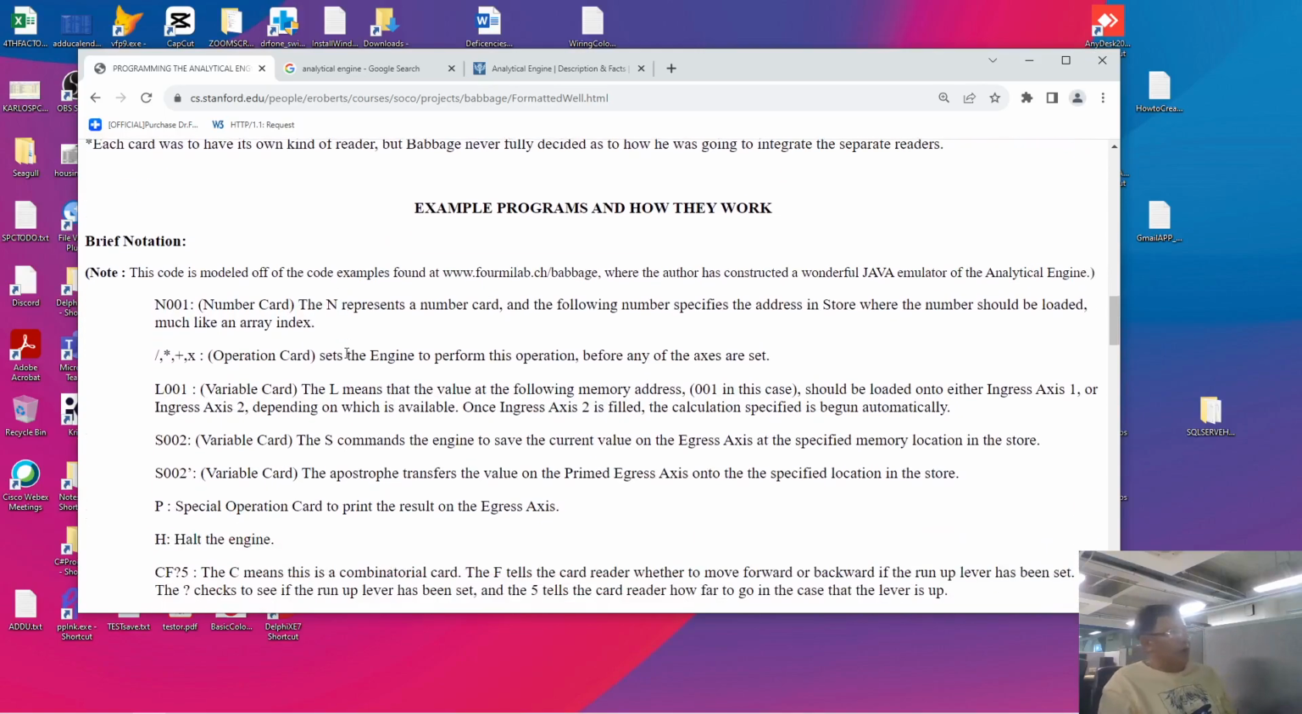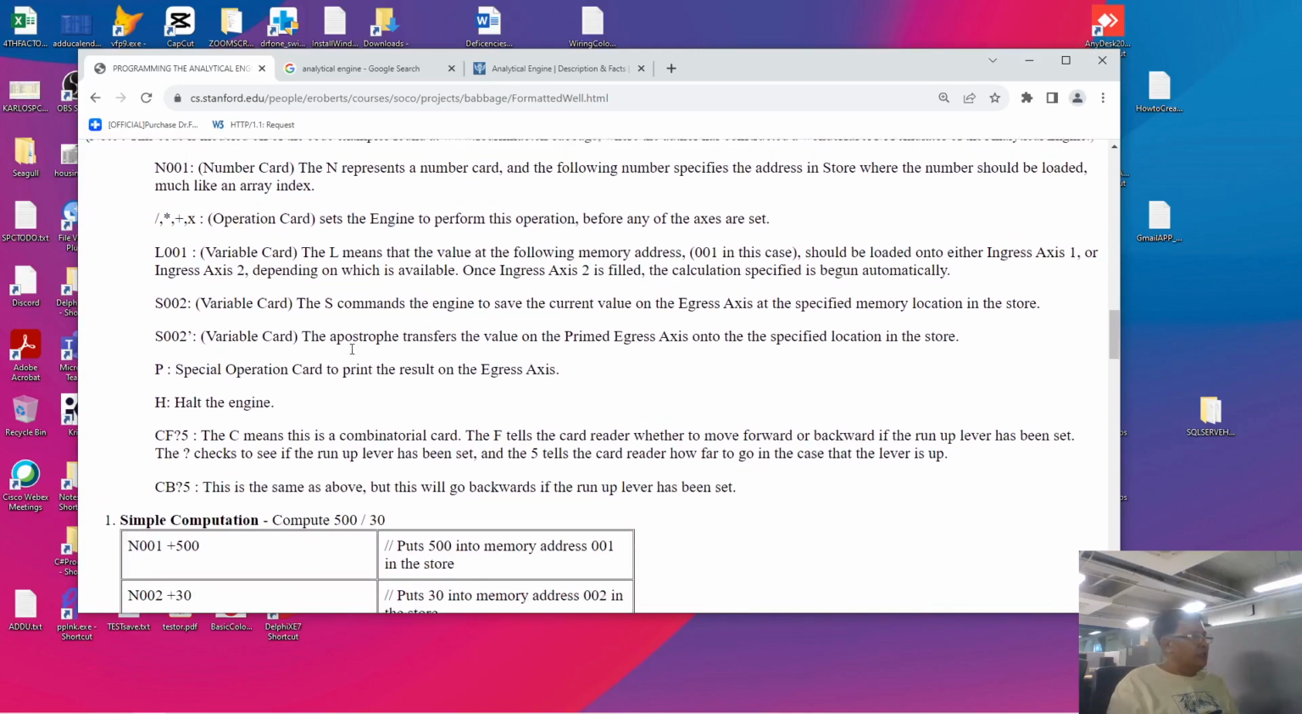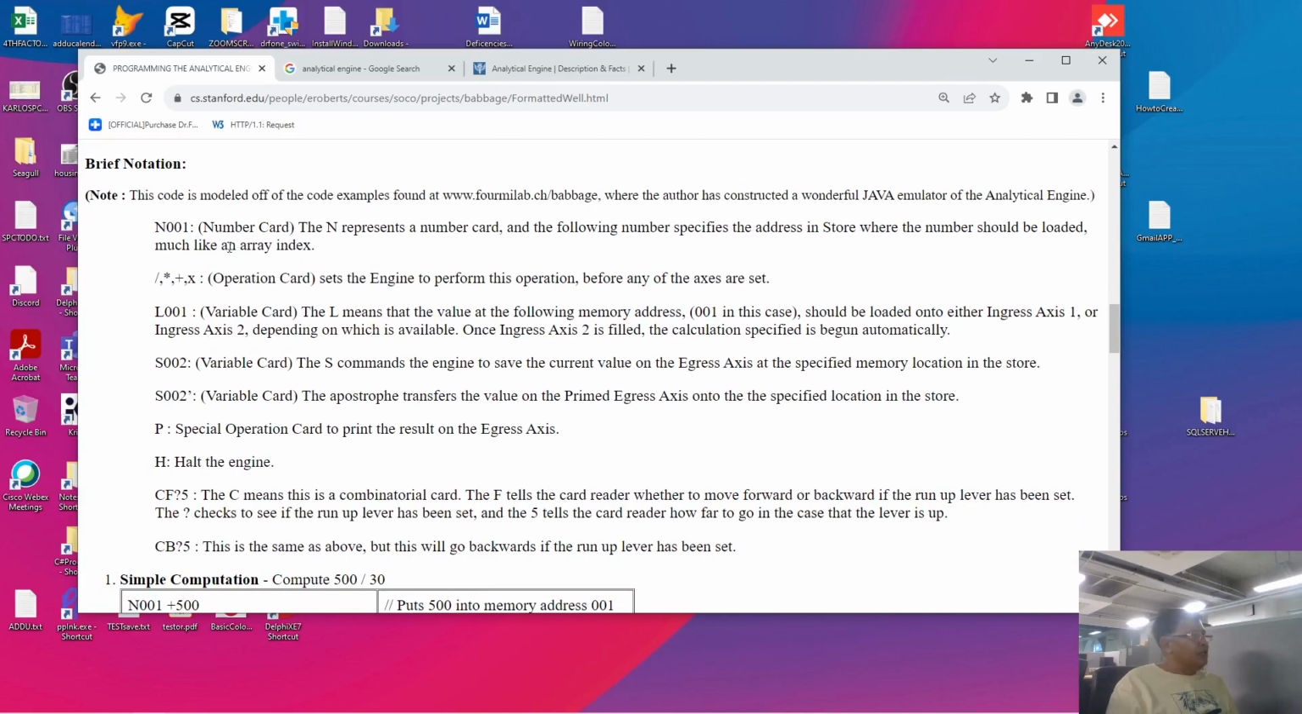Here are example programs from the analytical engine. N001 is a number card. N represents the number card and the number 001 specifies the address in the store. In our modern terms, we refer to 001 as our variable name or variable number. So N001 specifies where the number should be stored, like an index in an array.